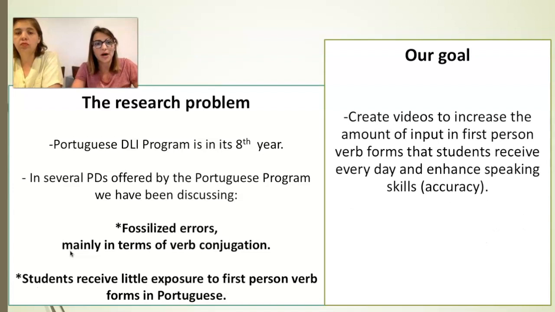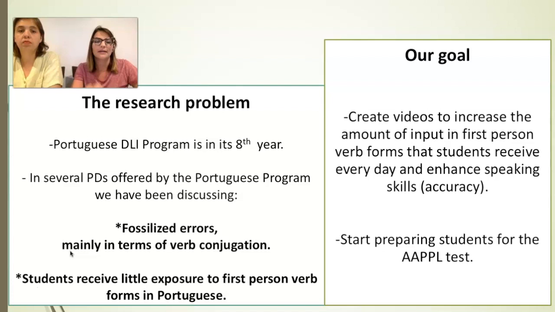So our main goal with our session is to present how we create videos to increase the amount of input in the first person verb conjugation that the students receive every day in the classroom. With this strategy, the students will be more exposed to the first and second verb conjugation forms. They will start to listen more to this other form and be more familiar with it. And also, this strategy helps the students get ready for the future online tests that they have to take using the computer, where they have to interact with the computer and not a person in front of them. For example, the Apple test that they have to take in third, fifth and sixth grade here in Utah. So it's another strategy that we can use to help them get ready for this.